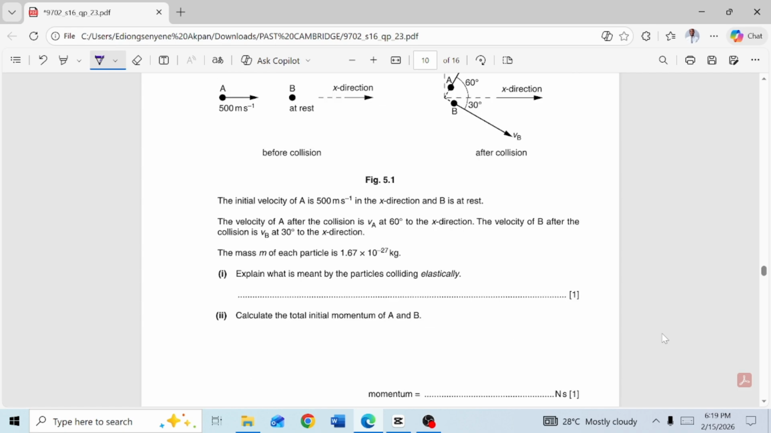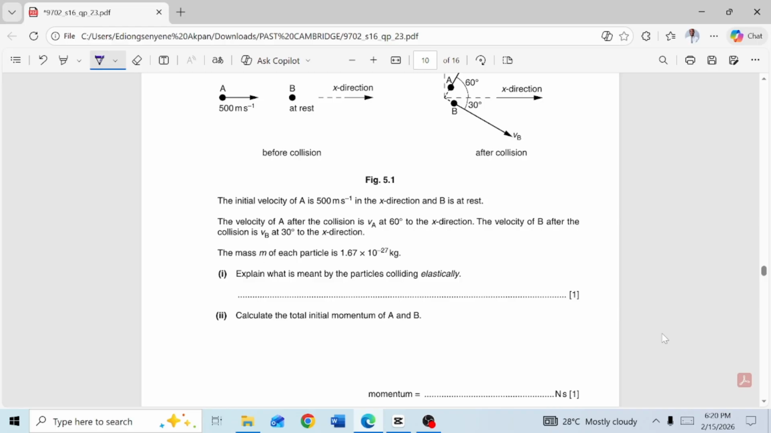The statement says the initial velocity of A is 500 meters per second in the x direction and B is at rest. The velocity of A after the collision, VA, is at 60 degrees to the x direction. The velocity of B after the collision is VB at 30 degrees to the x direction. The mass m of each particle is 1.67 times 10 to the power of minus 27 kilograms. Explain what is meant by the particles colliding elastically.